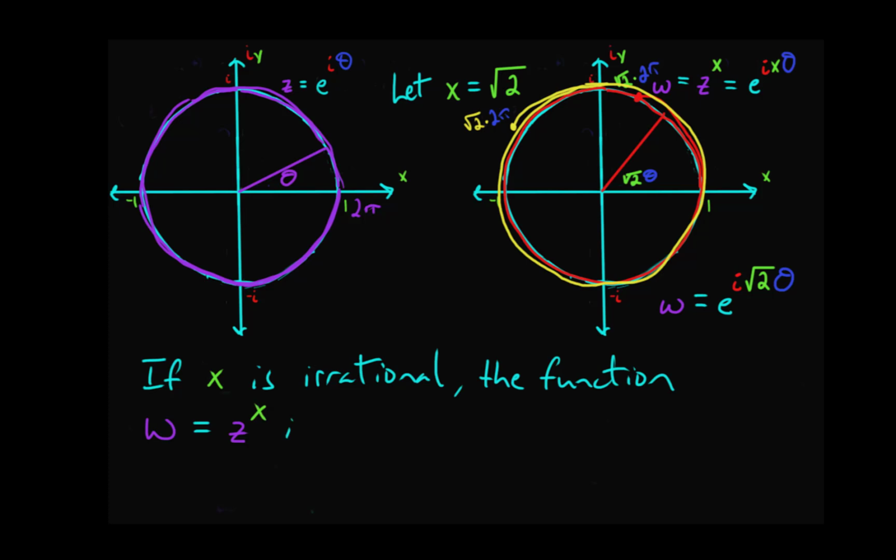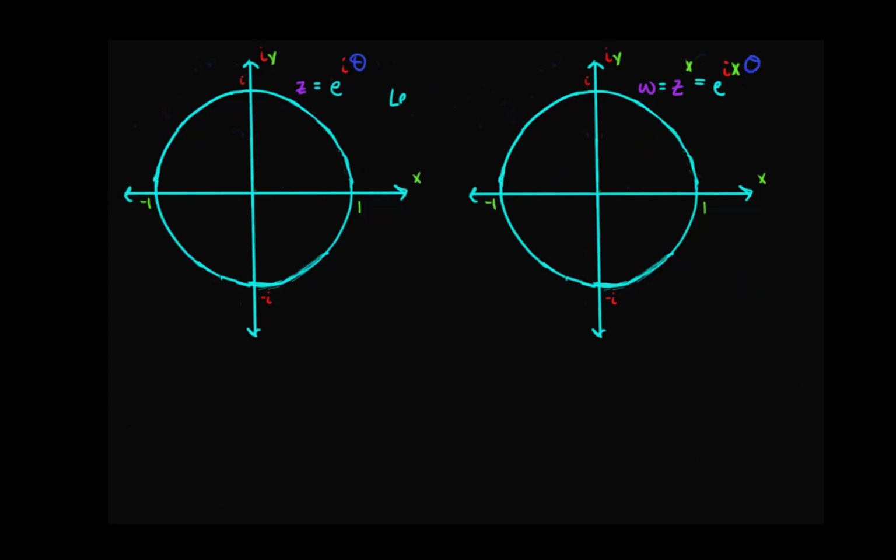And so this is actually the general case. If x is irrational, the function w equals z to the x is infinitely valued. The function has infinitely many branches. So again, we don't like working with multi-valued functions when we're doing calculus. So once again, we will make use of a branch cut to make the function single valued.